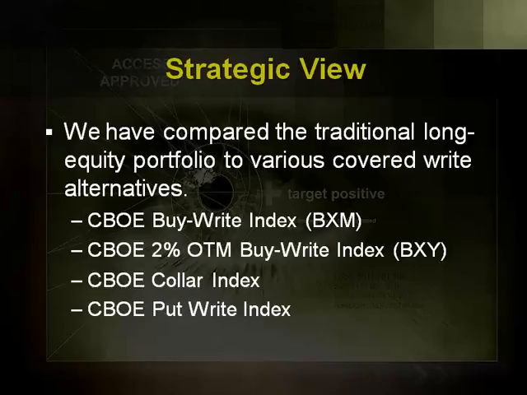We looked at the BXY, 2% out of the money. We're still selling calls. They're just a strike or two out of the money. We looked at a collar index, and we looked at the PutWrite index. And what we saw out of that whole series was the PutWrite index provided not only better yields, it also provided the lowest volatility, the least amount of volatility.